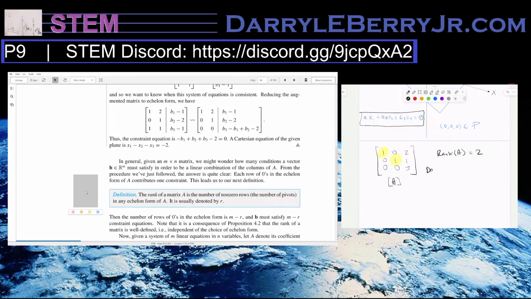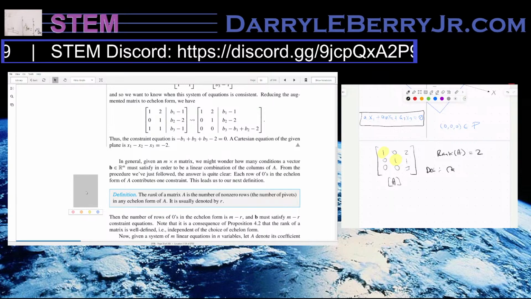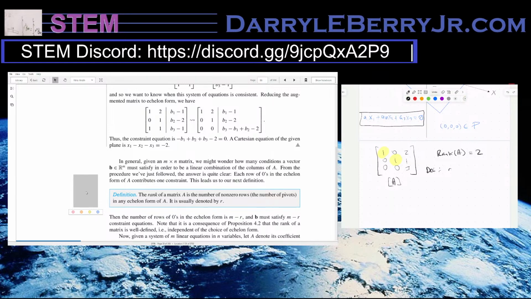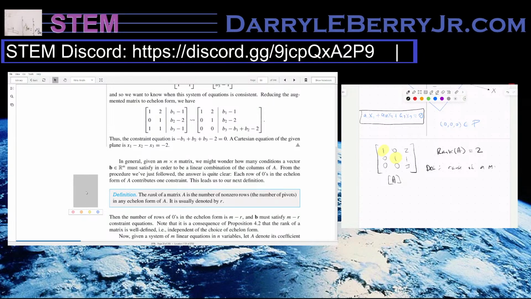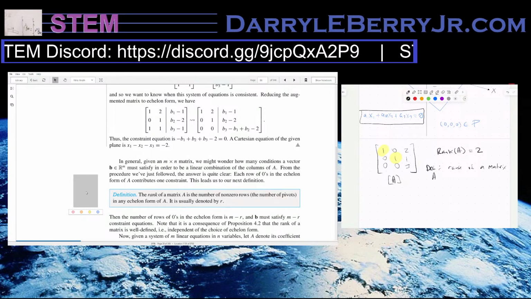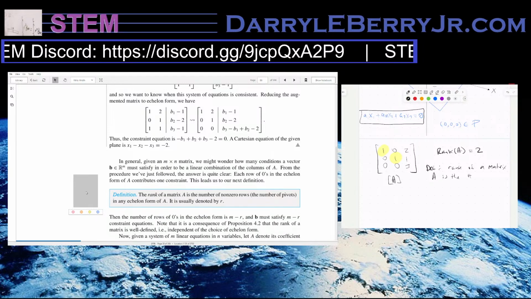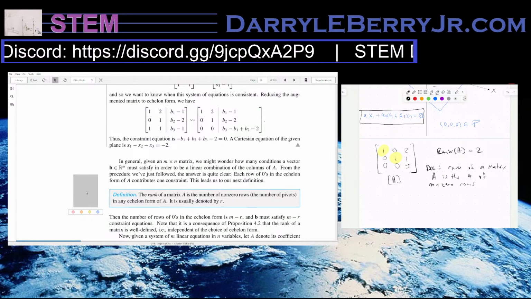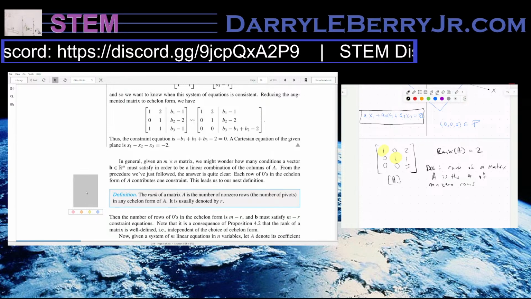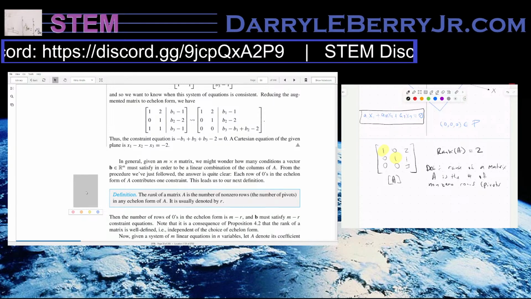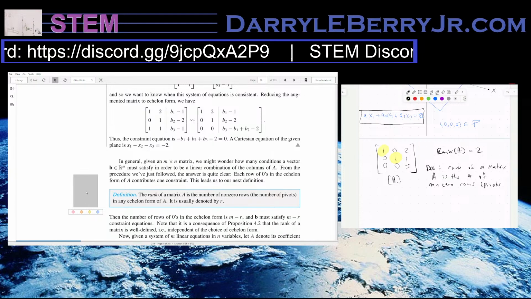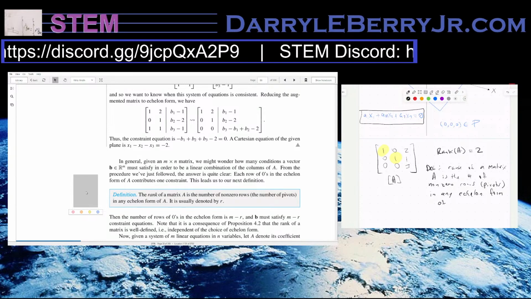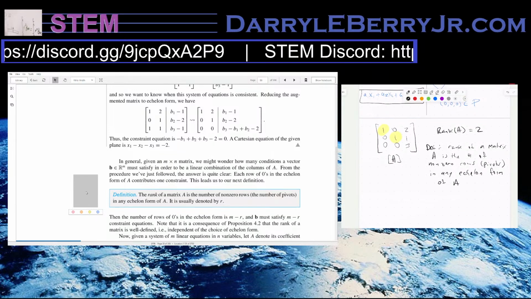So the definition says: the rank of a matrix A is the number of non-zero rows, the number of pivots, in any echelon form of A. Oh, that's horrible writing right there. It's usually denoted by R.